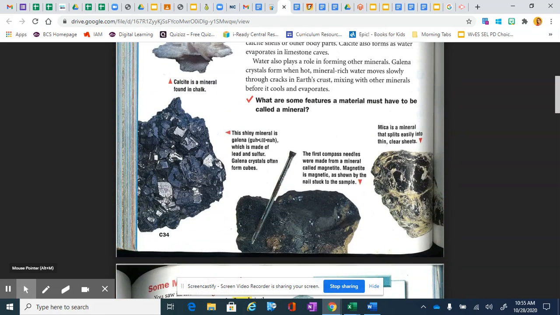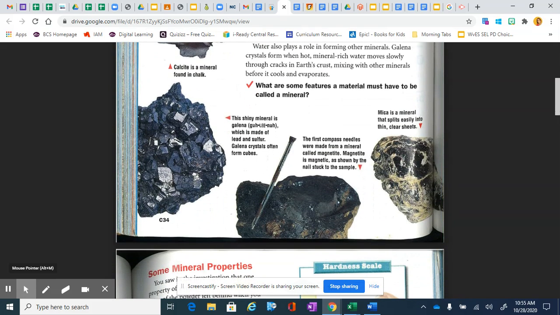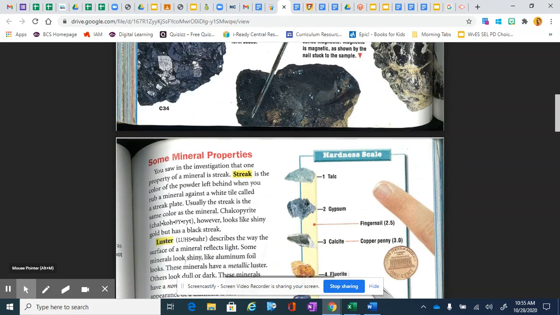This is going to give us some details about each of these different minerals. So calcite is a mineral found in chalk. This shiny material is galena, which is made of lead and sulfur. Galena crystals often form cubes. The compass needles were made from a mineral called magnetite. Magnetite is magnetic, as shown by the nail stuck to the sample. Mica is a mineral that splits easily into thin, clear sheets.